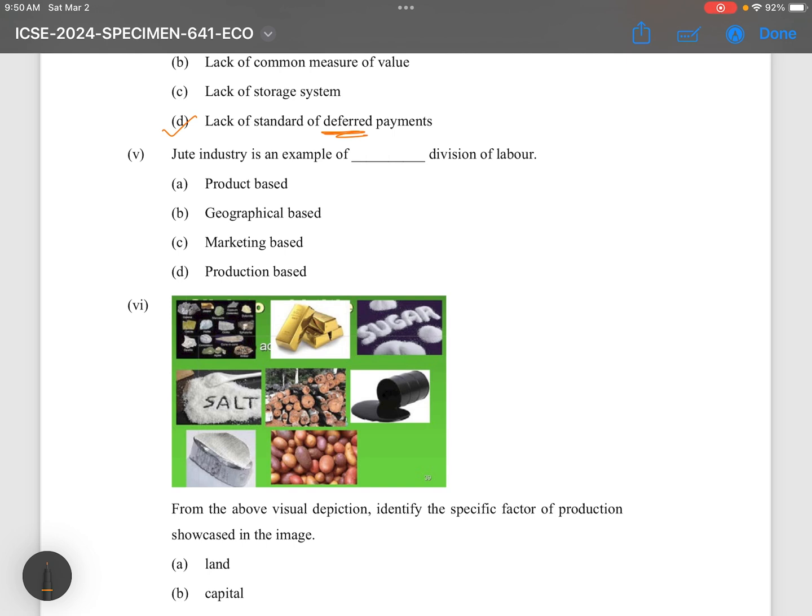They are abundantly available in that particular region, and that is why those industries are more common. So when a region specializes in the production of a commodity, then we call it a geographical division of labor. For example, jute industry in West Bengal. So we know that the answer to this question would be B, geographical based.